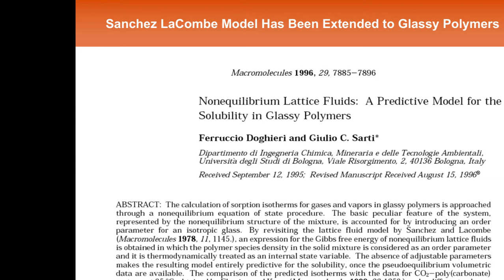So the only piece of information that's needed to make this prediction is what is the density of the sample at the condition when there's no gas in it. And because it's a non-equilibrium material, that density value can change depending upon thermal history of the sample, as we've just seen in the work by Kovacs. And so Doghieri and Sarti took the penetrant-free density as the only parameter in this model, and that you really have to measure experimentally. And armed with the density, then you can predict with no adjustable parameters these isotherms.